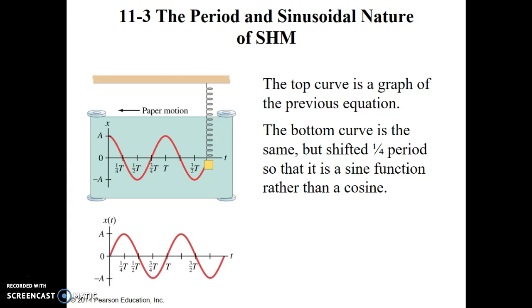Now, simple harmonic motion could start at any point, so we could start our harmonic motion starting at 0 and continuing from there, and it would just look like a sine function. And so it's the exact same function, just shifted by a quarter of a period.